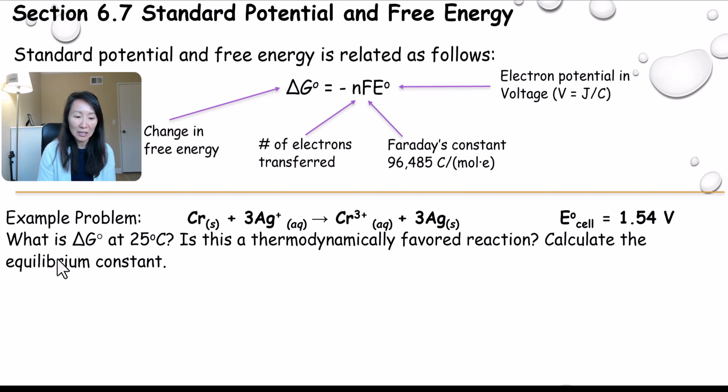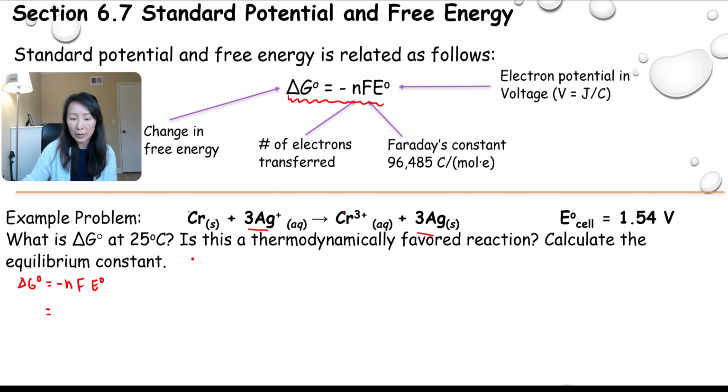So let's look for delta G. Delta G is based on the equation. You can see on the top, delta G is equal to negative nFE. So we're going to plug those values in. Let me rewrite the equation here: delta G naught is equal to negative nFE naught. We have to find out how many electrons have been transferred from chromium to chromium 3 plus, and from silver to 3 silver.